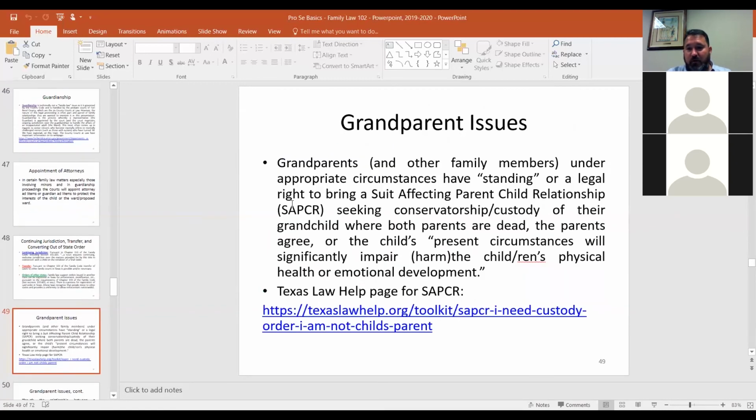Grandparents figure quite a lot in these issues. Grandparents obviously love their grandchildren and want to be involved in their lives, and sometimes they need to step in and take care of those children. So we have information about seeking custody by grandparents or other family members. We also have information just about what grandparents' rights are.